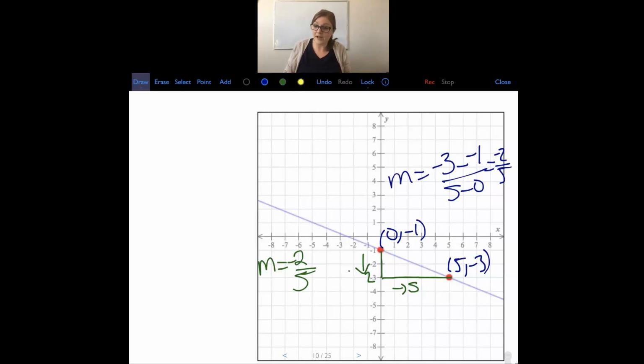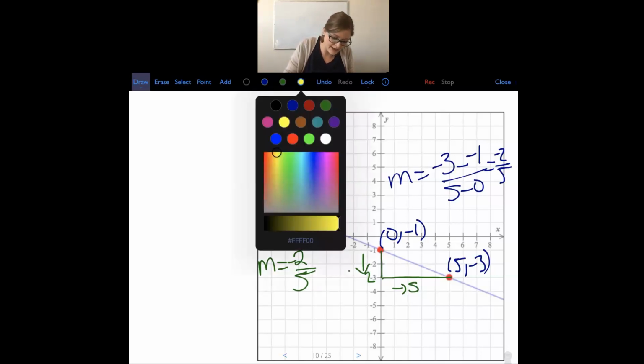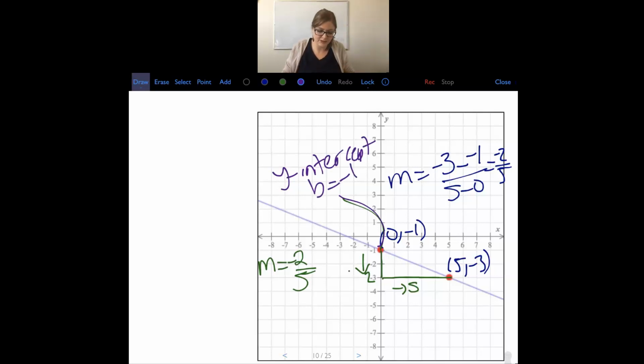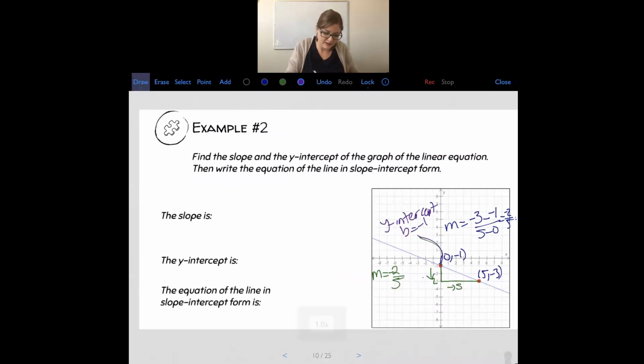Okay, and then the y-intercept is where the line crosses the y-axis. So here's my y-intercept. B equals -1. Okay, so putting that all together then, the slope is -2/5. The y-intercept is -1. So my equation then is y equals, very important, -2/5 x minus 1.